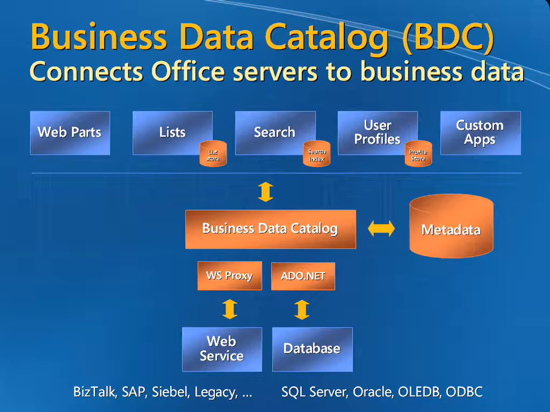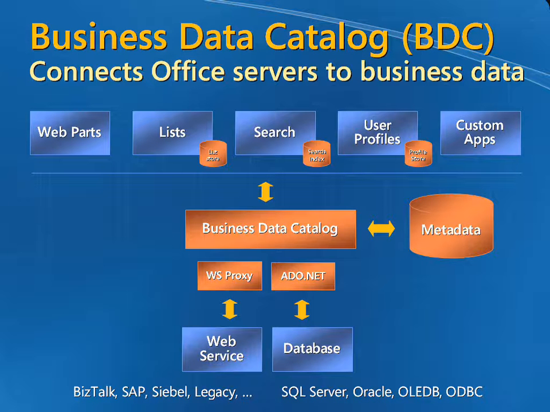So this gets directly to that first pain point, which is less integration code. There's no hassle of deploying binaries on the front end. There's no writing repetitive code to display grids of data. So the Business Data Catalog accommodates two main types of systems, web services and databases.